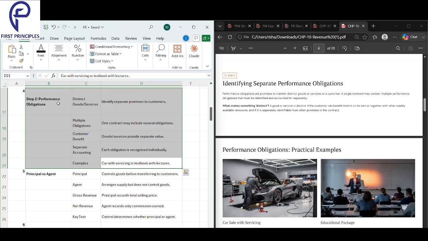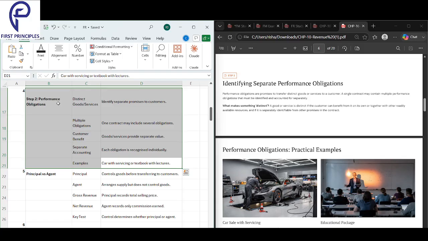Car with servicing, you can see it on the right. You can buy the car and you get the servicing as well. There are two performance obligations for the car company: they'll give you the car and they'll give you the servicing. Or an educational package. Here you get the lectures, and along with that, you get the textbook as well. That is textbook with lectures. You can see the practical examples on the right.